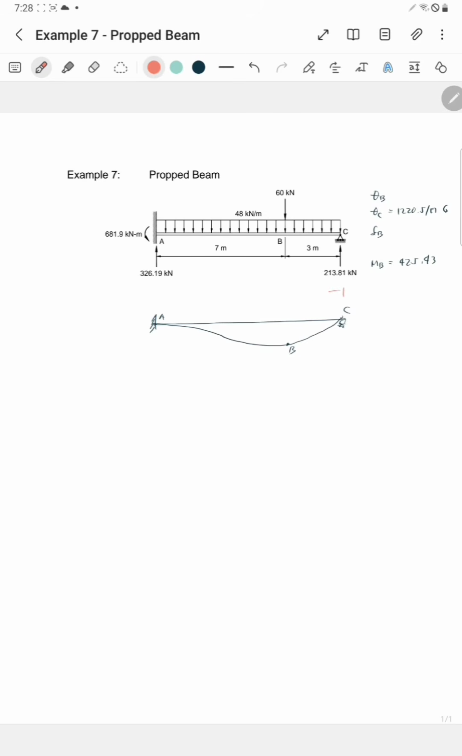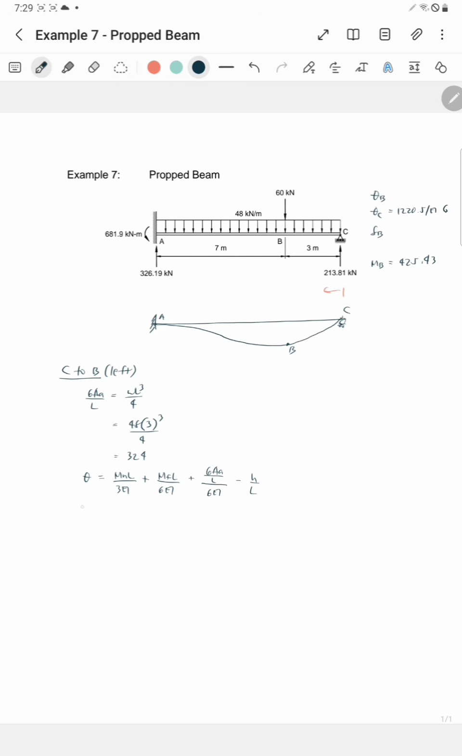Next, we cut at C, then choose left. So the direction is C to B, left. So 6AA over L. So the load from C to B is uniform load. So in the formula, WL cube over 4. So W is 48. The length is the distance from C to B, 3. Then cube over 4. So 6A over L is equal to 324. And then use the formula for theta left. This is the formula for theta left.